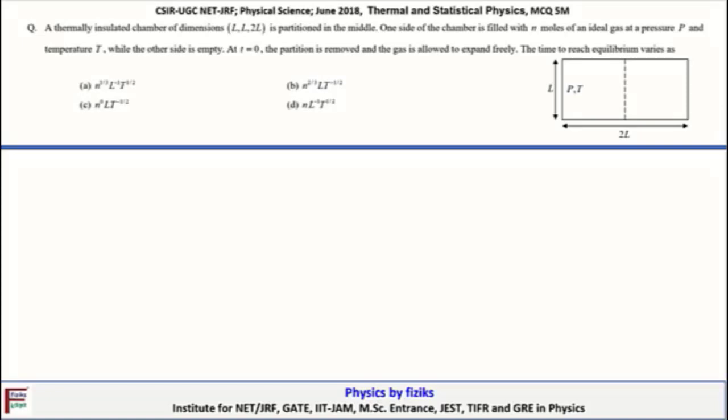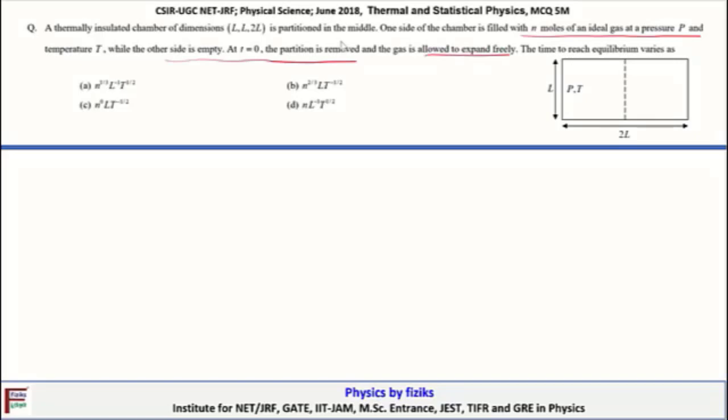Let's take a look at the next problem. A thermally insulated chamber of dimension L, L and 2L is partitioned in the middle. One side of the chamber is filled with n moles of an ideal gas at pressure P and temperature T, while the other side is empty. At t equal to 0, the partition is removed and the gas is allowed to expand freely. So that means a free expansion. The time to reach equilibrium varies as?